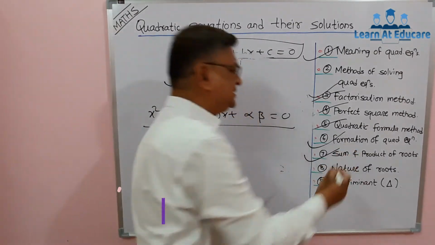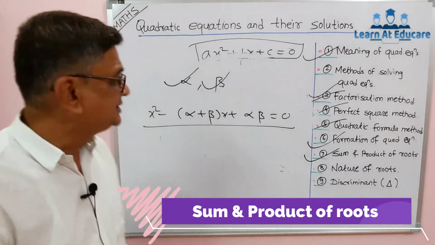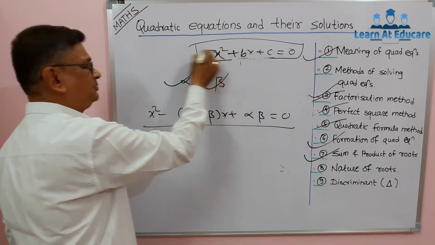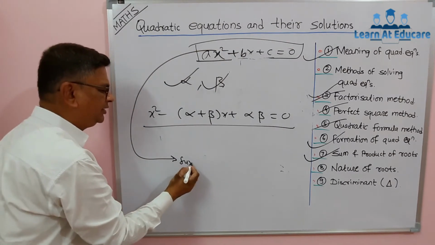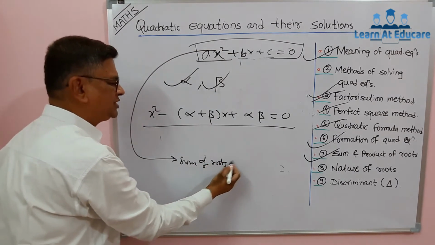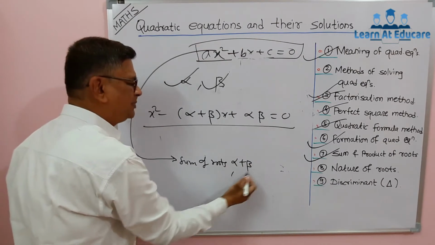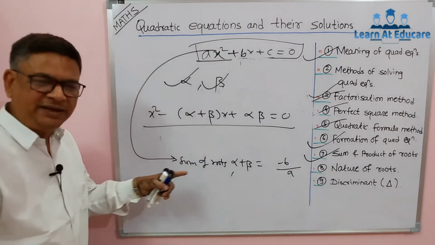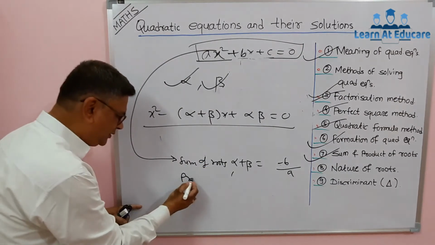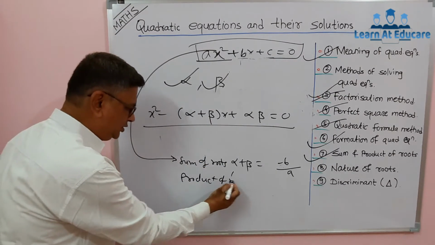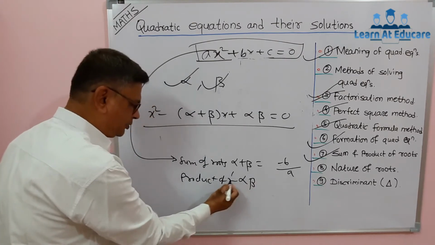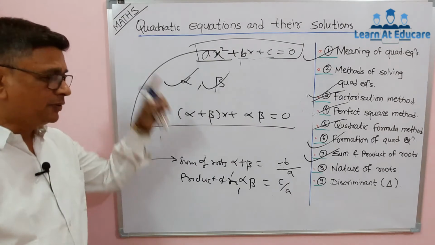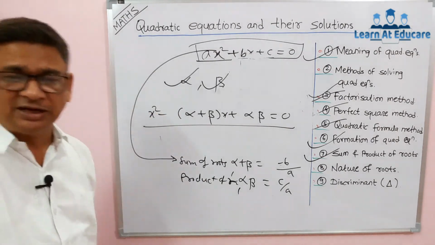Then the next topic, sum and product of roots. See here, if you have the equation ax² + bx + c = 0, and suppose the roots are alpha and beta, then the sum of roots, denoted by α + β, is given by the formula −b/a, and the product of roots, α × β, is given by c/a. These formulae are very important. Up to that day you will study mathematics.